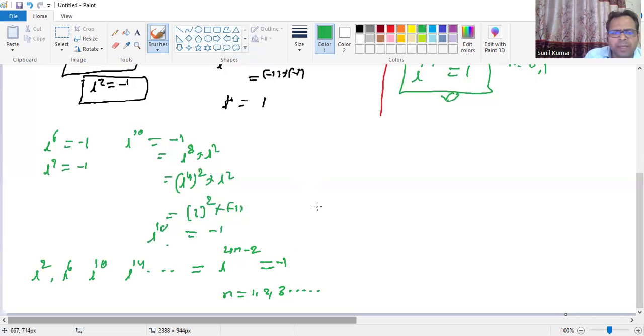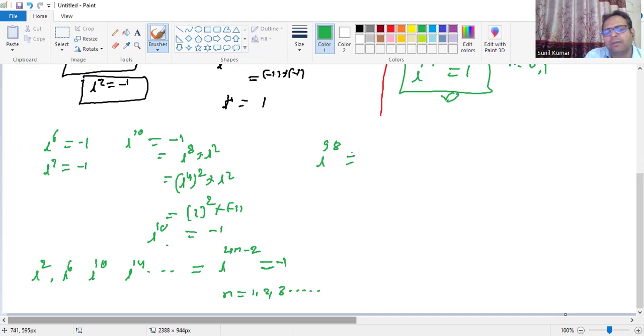The same concept we can apply to calculate the value of any power of i. Suppose we have i power 98. We have to get the value here. So what we have to do first, the concept is very simple. First we take multiplication of 4 odd terms.